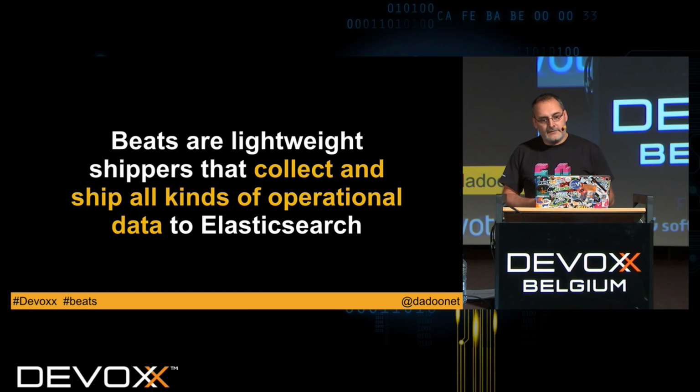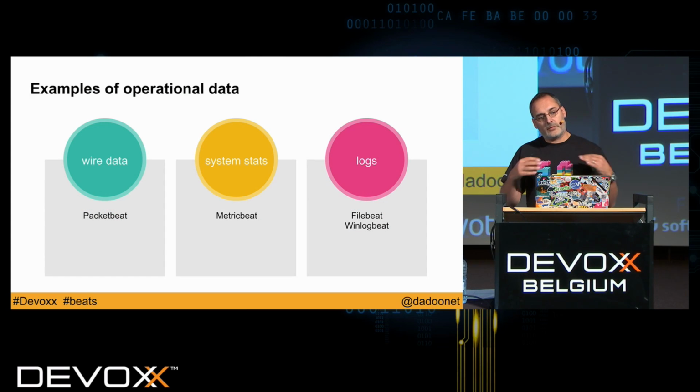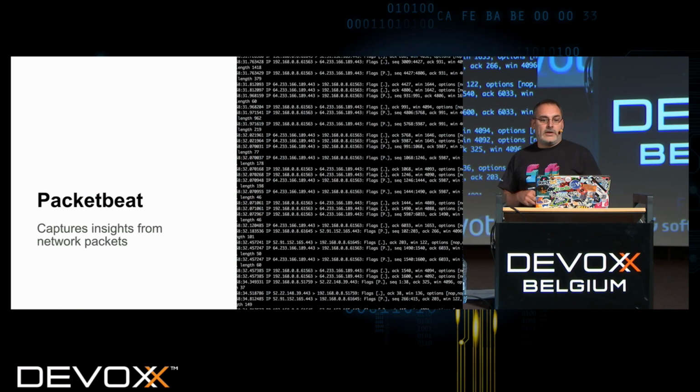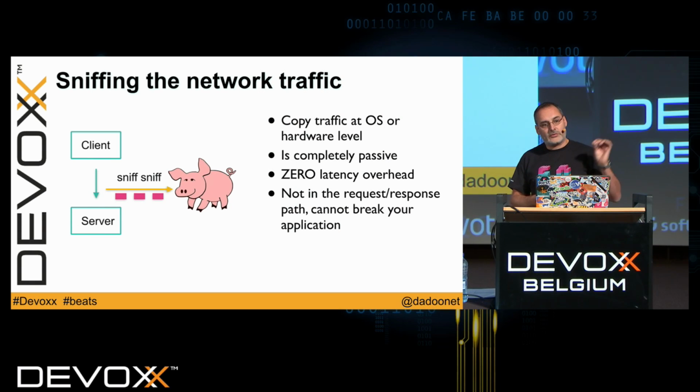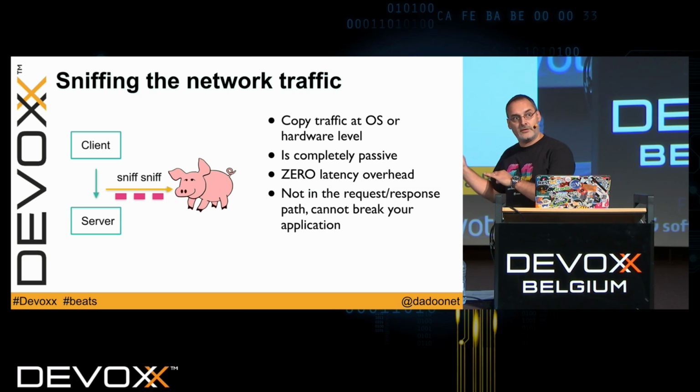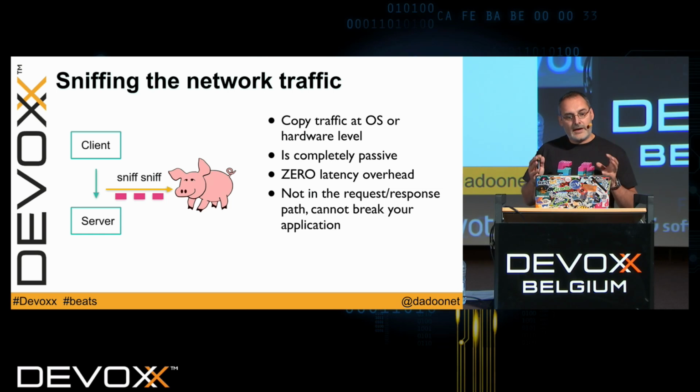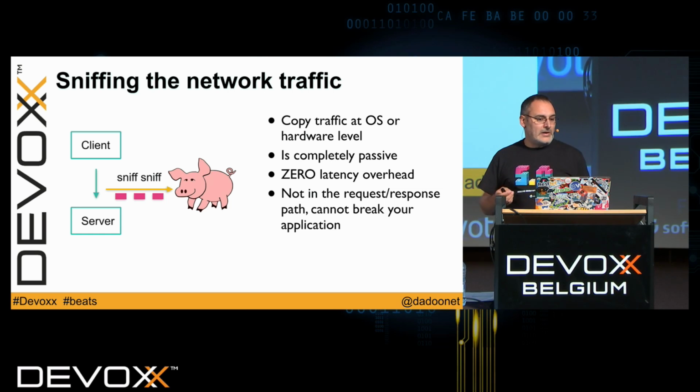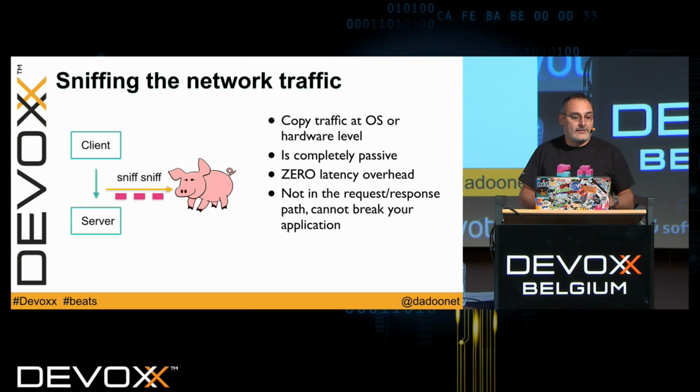What kind of data can you have? For example, you can have data which is coming from the wire, you can have system statistics coming from your system, or you can have logs as well. If we look at wire data, one of the Beats we have is named Packetbeat. It basically helps you to sniff the network traffic between your client and your server. You basically install the agent on your server, and then without needing to modify your application, you can, like using Wireshark, index any protocol that Packetbeat is aware of.